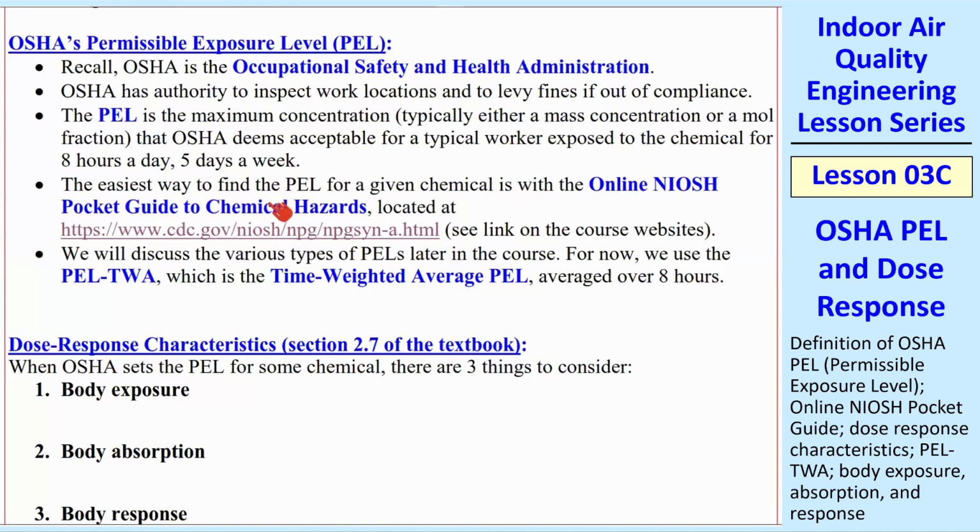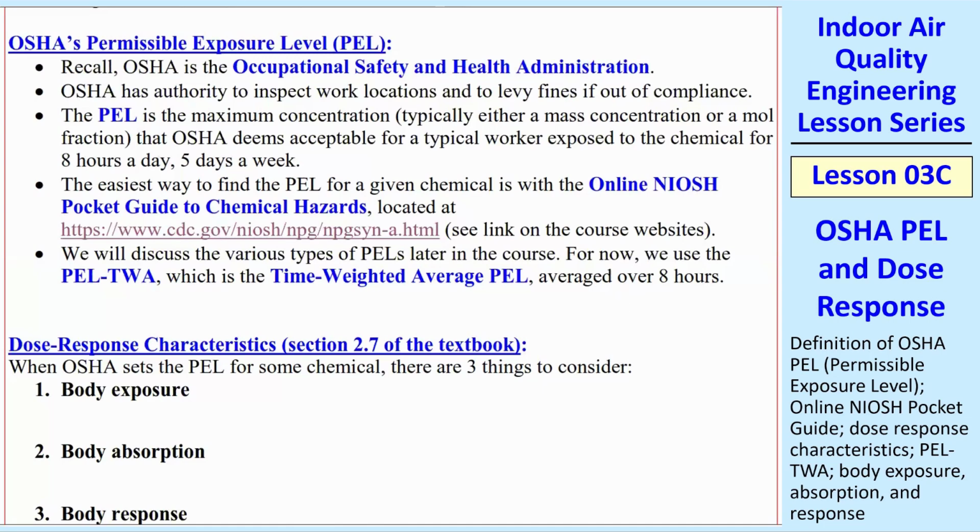The easiest way to find the PEL for any given chemical is with this nifty online NIOSH Pocket Guide to Chemical Hazards. Here's the website. There's also a link on our course websites. What we'll do later is discuss various types of PELs. For now, we're just going to use what we call the time-weighted average PEL, averaged over 8 hours.